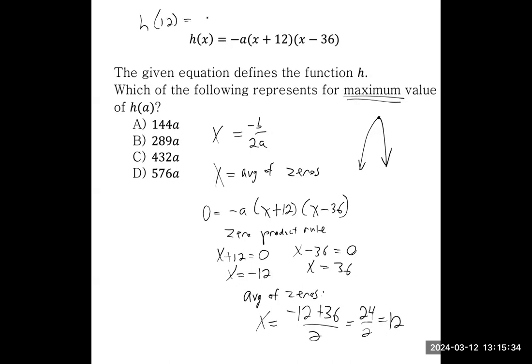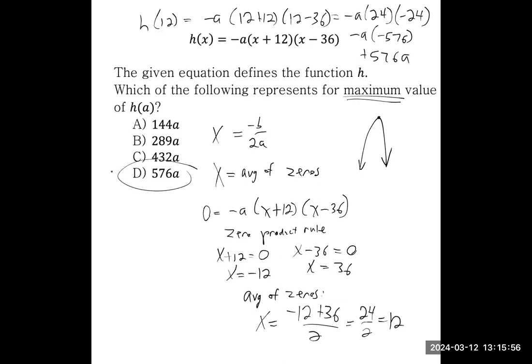which is minus a, 12 plus 12, 12 minus 36. So you have minus a times 24 times negative 24. And that's giving you negative a times negative 576. So it comes out to positive 576a, which is answer choice D here.